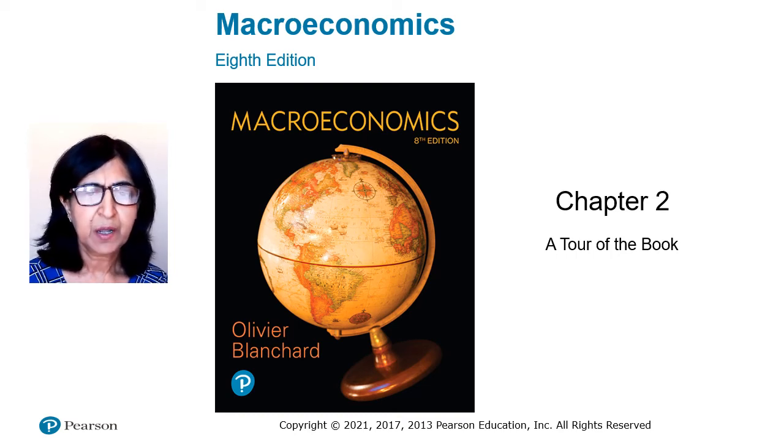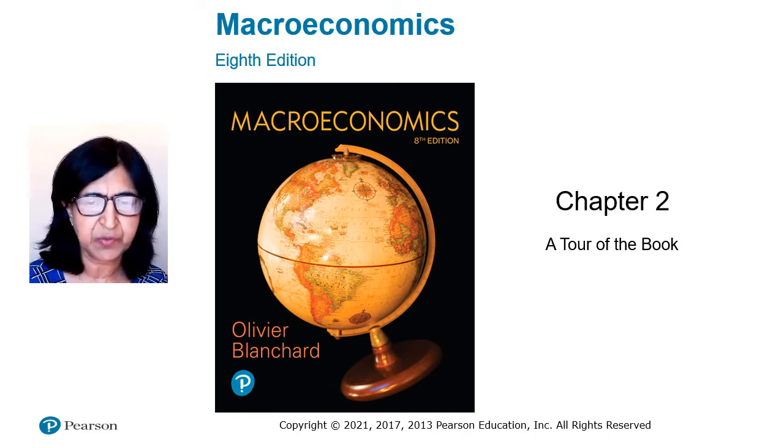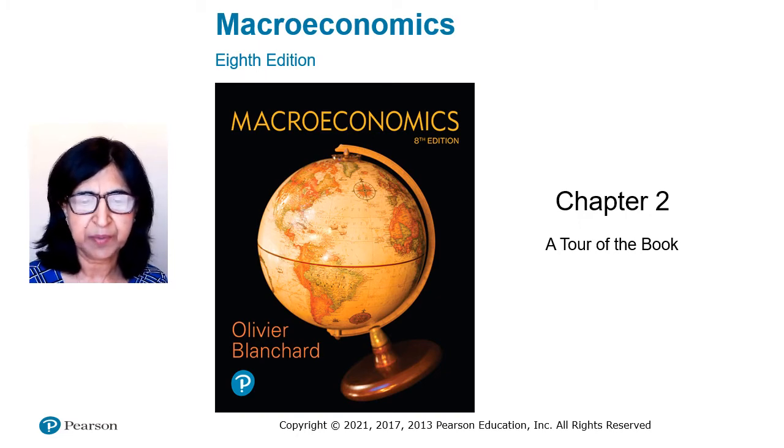Chapter 2, A Tour of the Book. Chapter 2 defines the three central variables of macroeconomics: output, unemployment, and inflation. It then introduces the three time periods around which the book is organized: the short run, the medium run, and the long run. If you remember one basic message from this chapter, it should be: the three central macroeconomic variables are output, unemployment, and inflation.